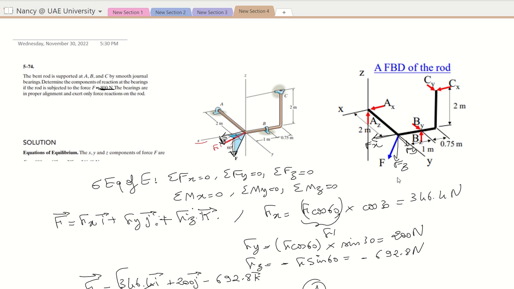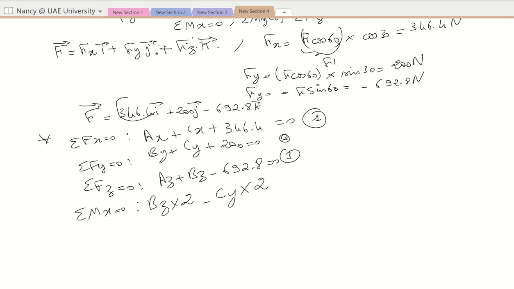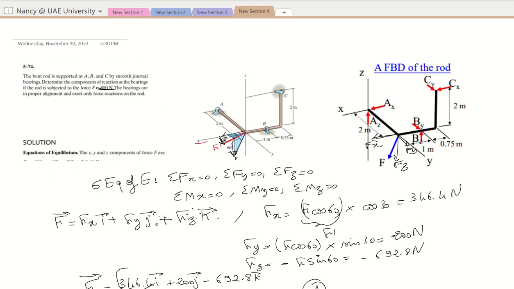The only component that will make moment about x here is Fz. Fz will have a negative moment because if you put your thumb here, the remaining 4 fingers will give you this rotation, which is opposite to Fz. So here I will have minus z component, which is 692.8 times 2, which is the perpendicular distance between Fz, this one, and the x-axis, which is this 2 here.